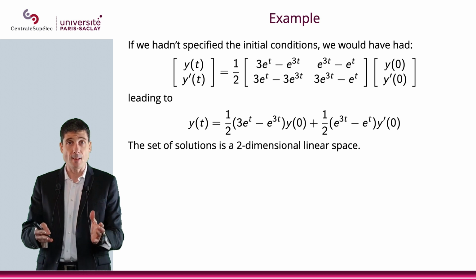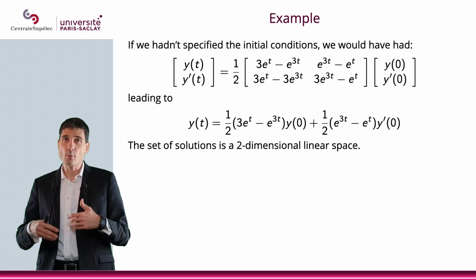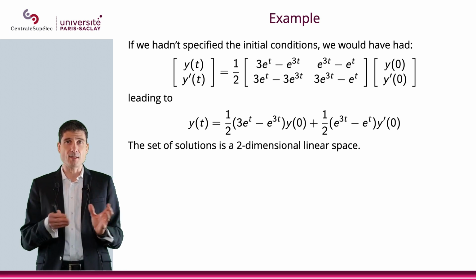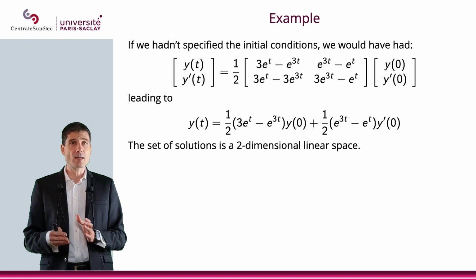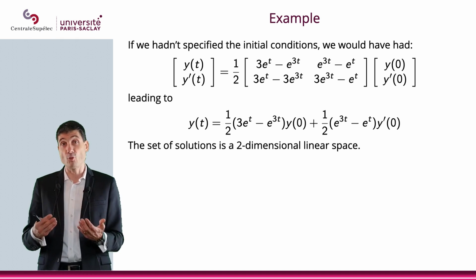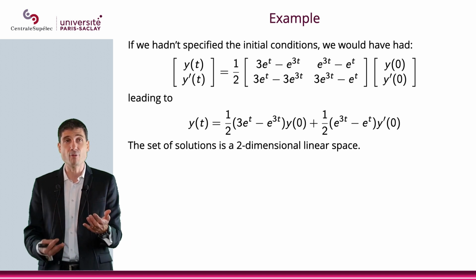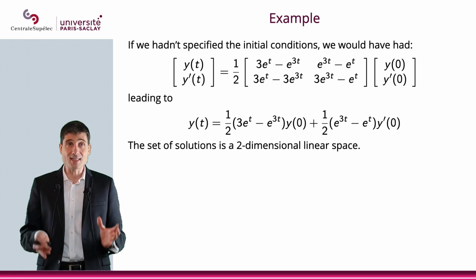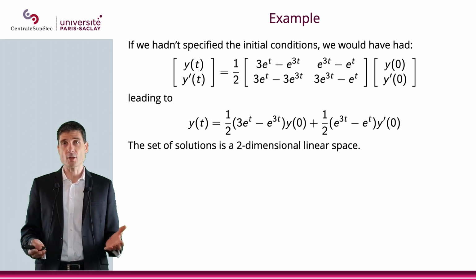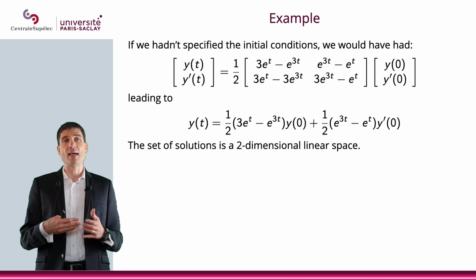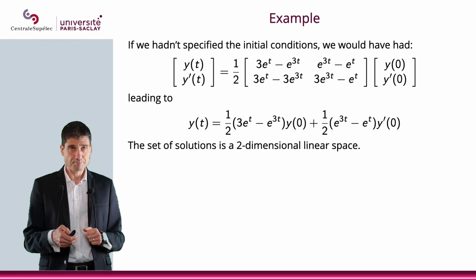It was an IVP. But if we had just dealt with the ODE and had just left the initial condition as y of 0 and y prime of 0, then instead of multiplying by 2, 4, I would have multiplied by y of 0 and y prime of 0, right? So as you can see, what I obtain is obviously an infinite number of solutions. It's basically a two-dimensional linear space. This is what I would get, right?